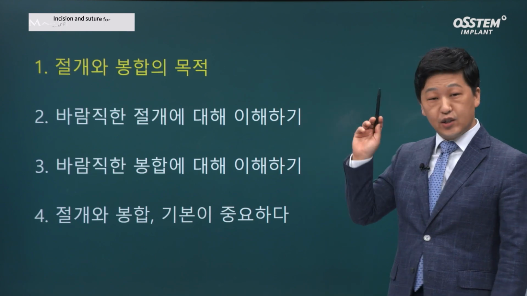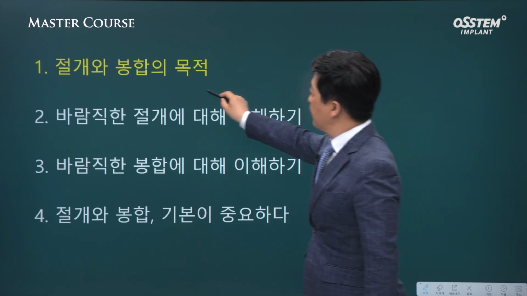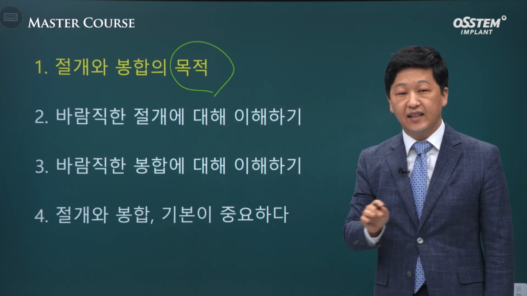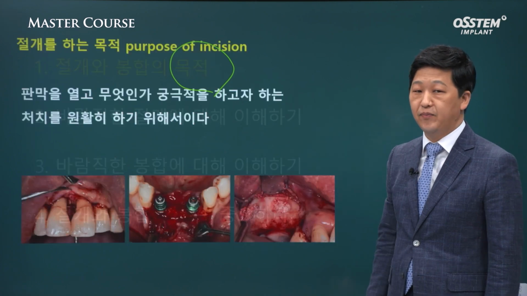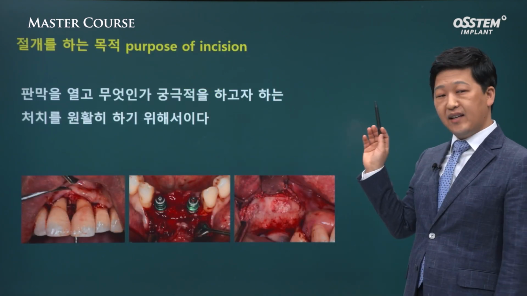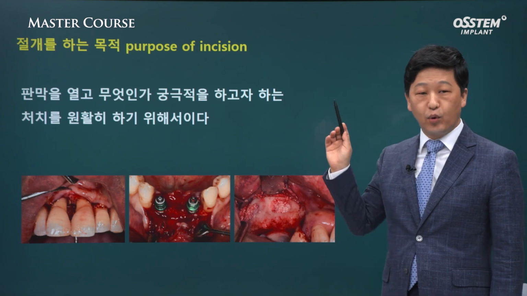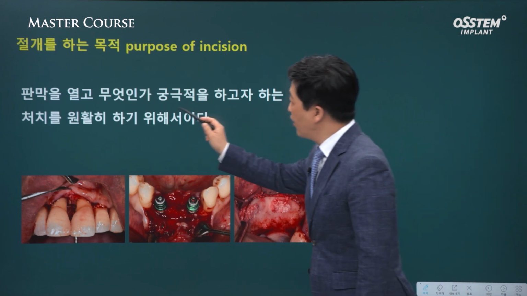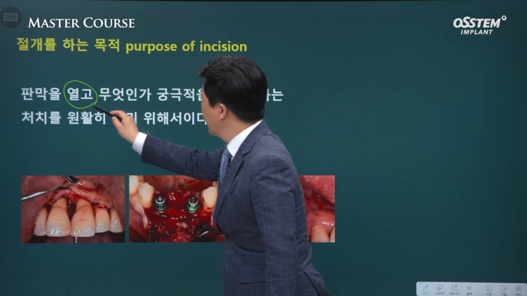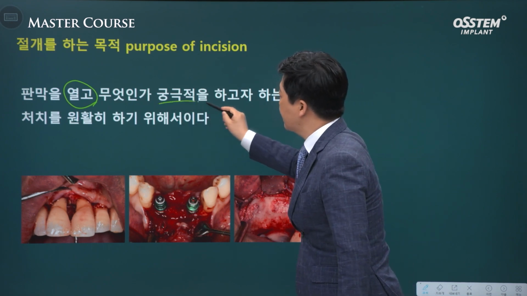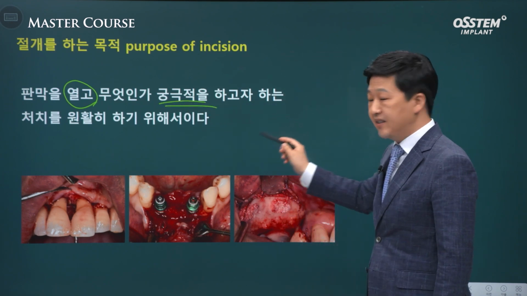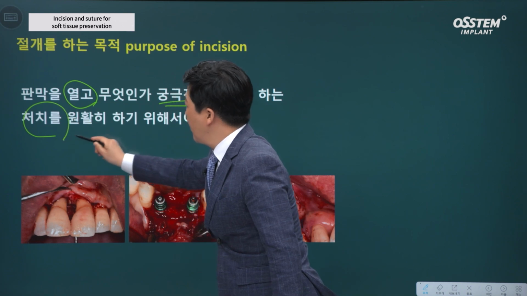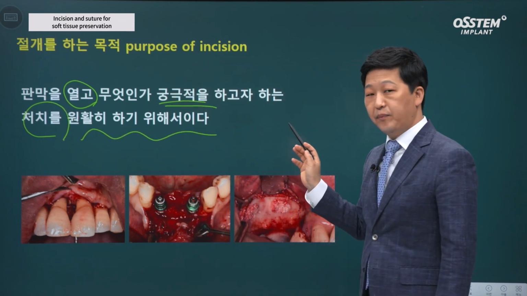First is incision and suture's purpose. There needs to be a clear purpose. What is the purpose of incision? The purpose of incision is to open the flap and to provide the desired treatment in a smooth manner. That is the purpose of incision.